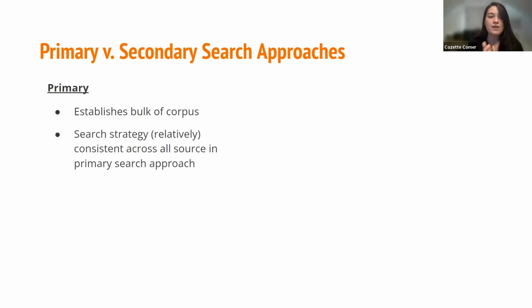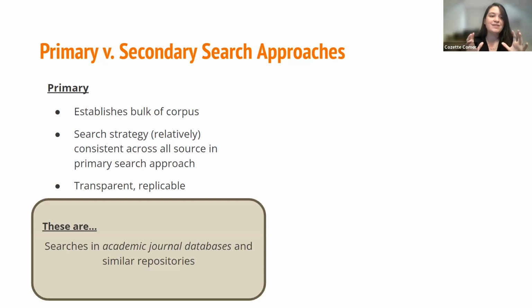At this stage, your search strategy, or the words you use in what order and how they're joined together, is going to need to be relatively consistent across all of the sources that you use in your primary search approach. In this stage, you also want everything to be reported and documented transparently, such that it could be replicated by you in the future or by another team. Again, these are the searches in academic journal databases and similar repositories that make up the bulk of your search.